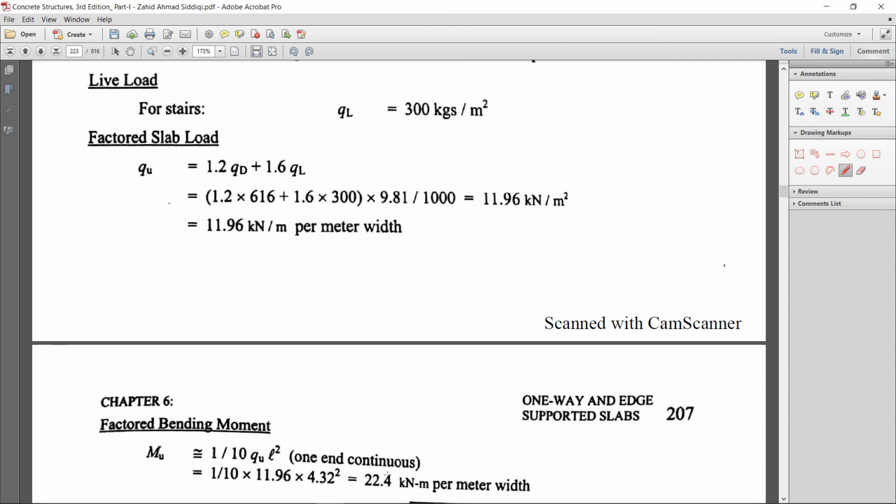Now to calculate the moment, our one end is continuous, so the moment is 1 by 10 omega L square. The Q is the load omega. So our Q is 11.96. When we put 1 by 10, 11.96 multiplied by 4.32, that is our length squared, our moment is 22.4 kilonewton meter per unit strip.